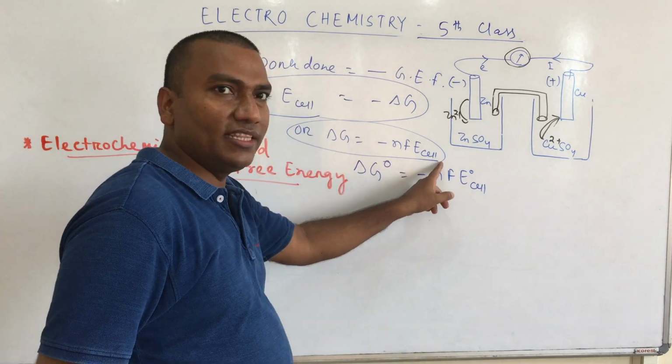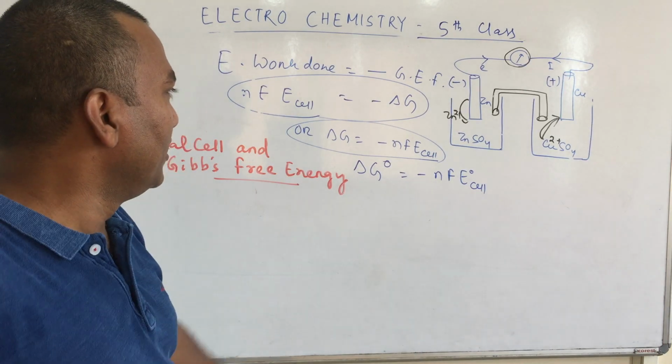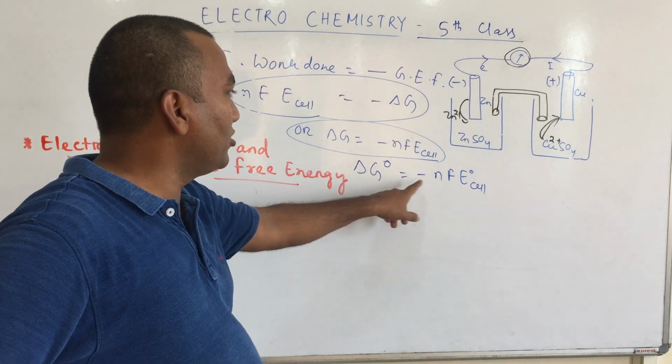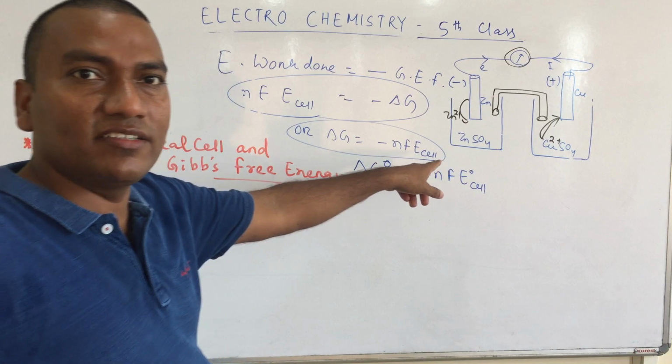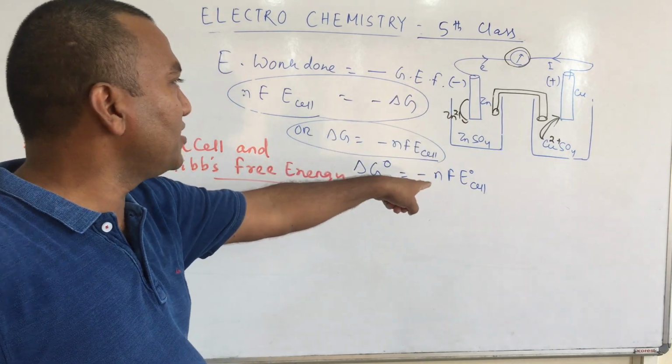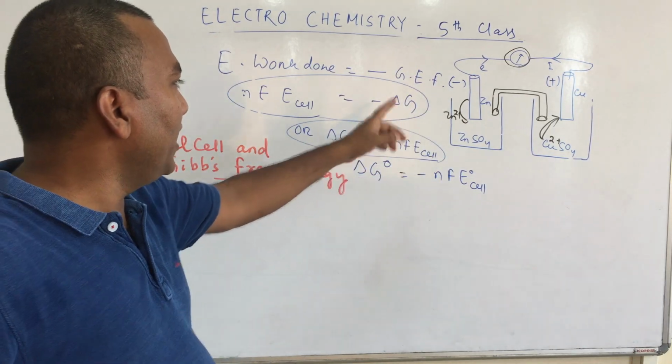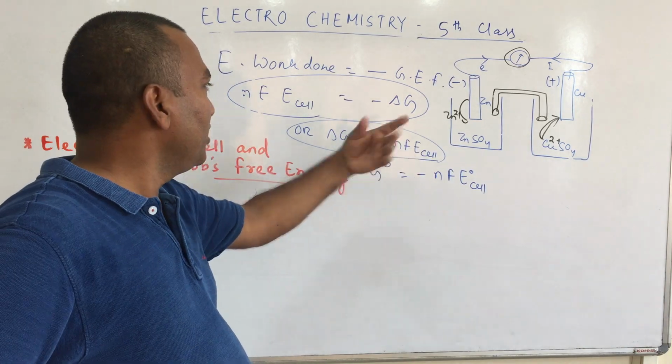So remember this part: delta G equals minus nF E cell, that E cell is from the Nernst equation. But standard Gibbs free energy equals minus nF E naught cell, and that E naught cell is E naught of cathode minus E naught of anode. Clear? So n is the number of electrons lost or gained.